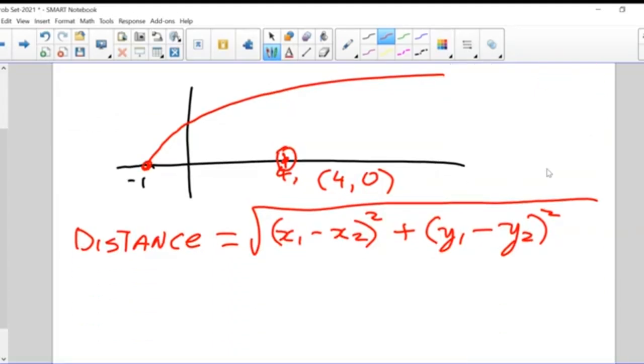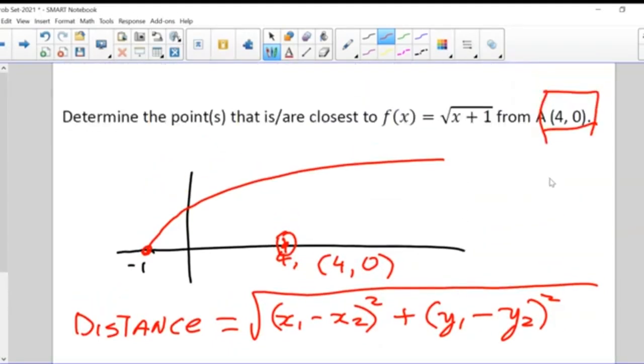Does anybody have an idea what we could use for that? Now remember, this is the equation right here. I'm going to give you a little clue. How about we do this? Instead of saying f of x, I'm going to say that y is equal to square root of x plus 1. Does that kind of point you in the direction? All right. What are we going to use as our x?